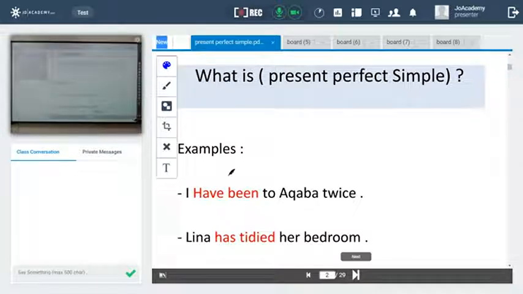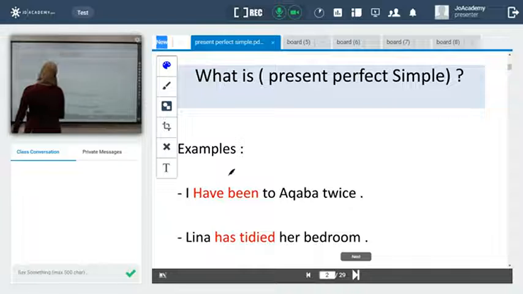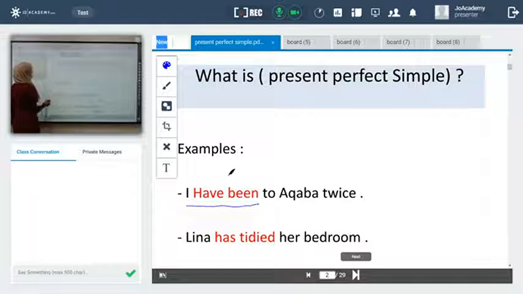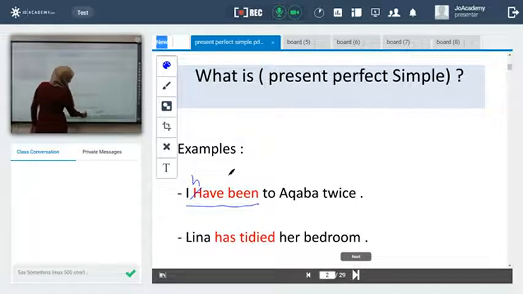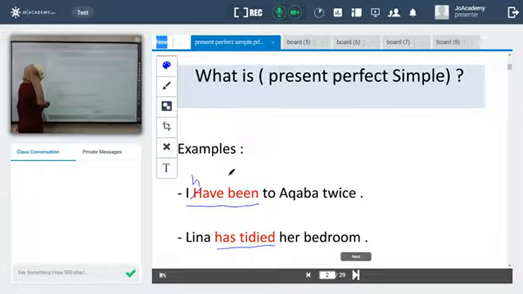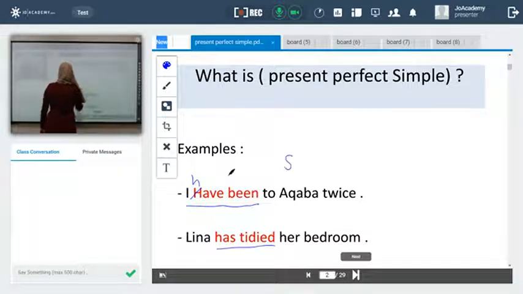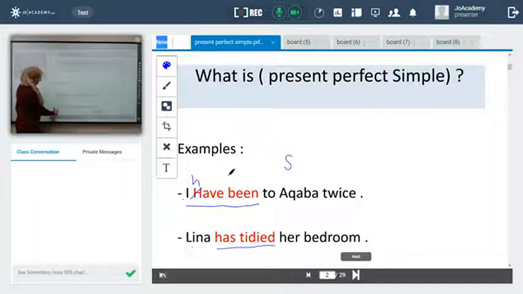So what is the present perfect simple? Let's have a look at the following examples. I have been to Aqaba twice. Have been. This should be in the small letter case, right? Good. Lina has tidied her bedroom. Has tidied. So as you can see, we have a subject, which is I here, and Lina here.